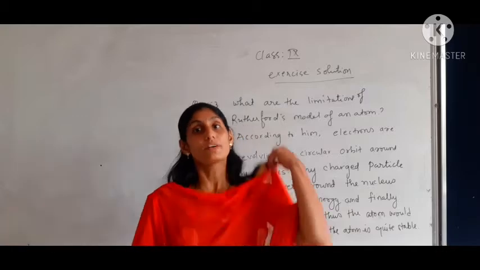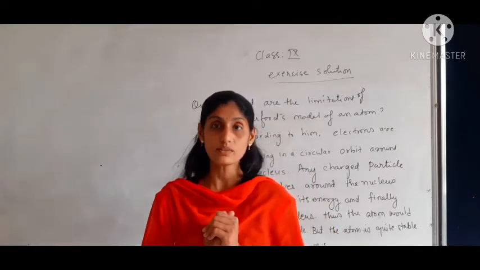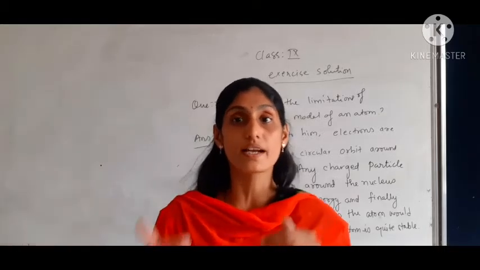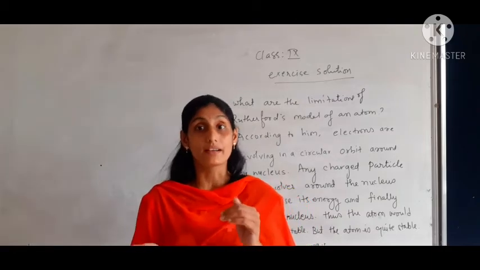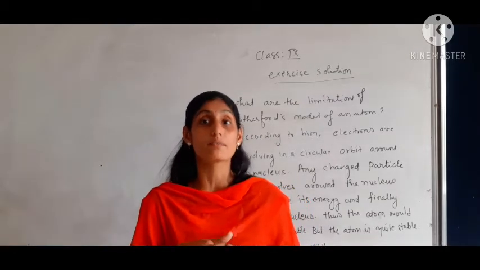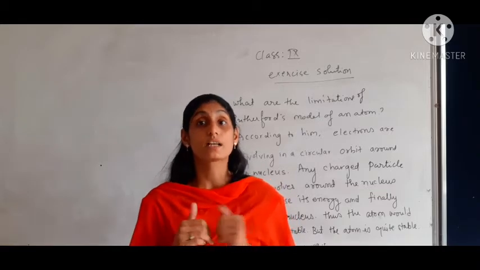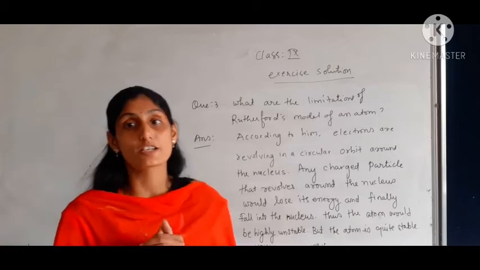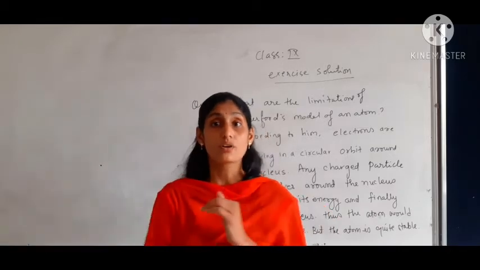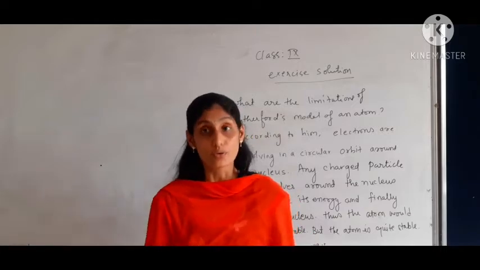He said that whenever electrons are revolving around the nucleus, they have some amount of energy. So why do they not lose the energy and fall into the nucleus? Whenever they lose their energy and fall into the nucleus, they become unstable. But we have learned that the atom is quite stable. So this is the limitation, or we can say the drawback of his model, that he could not explain why, with the amount of energy they have, they revolve around the nucleus and do not fall into the nucleus.